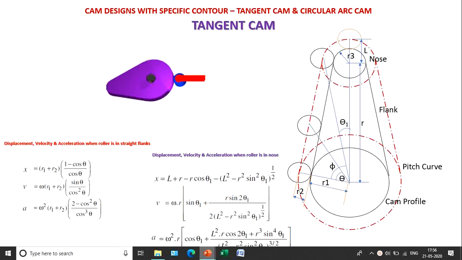Hello everyone. In this session, we look at cam designs with specific contour. There are two types of such cams: one is the tangent cam and the other is the circular arc cam. Here you can see a simple animation. This is a tangent cam.